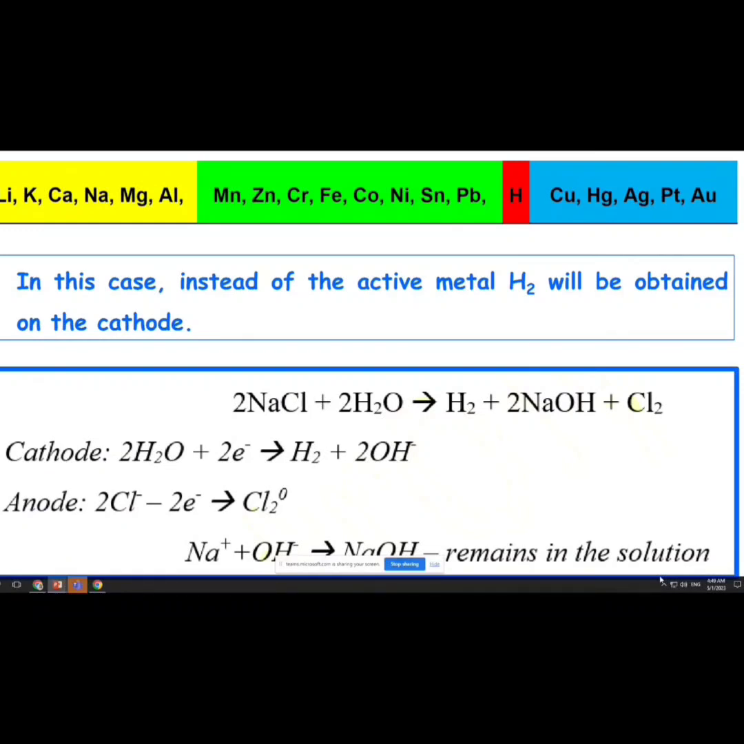Now pay attention. In the first case, what happened? If we use melt, it was like this. When we use melt, we said that all the ions that are present here will appear. Yes, it was in this form. In the case of solutions, it's different. It's opposite. If we have an active metal, instead of an active metal, we will get hydrogen. Okay, hydrogen.